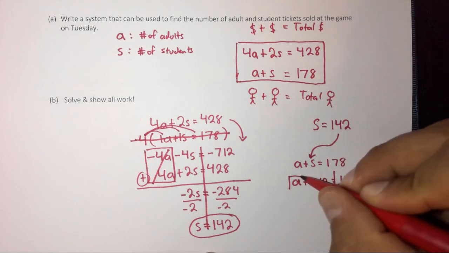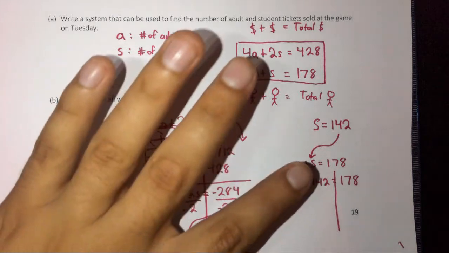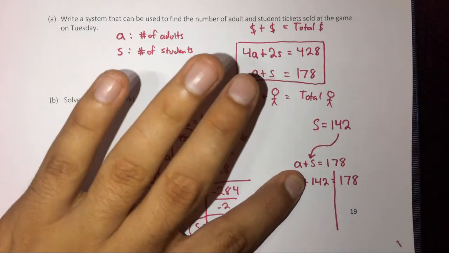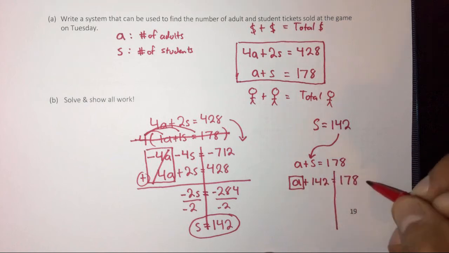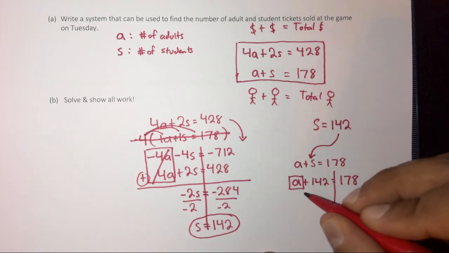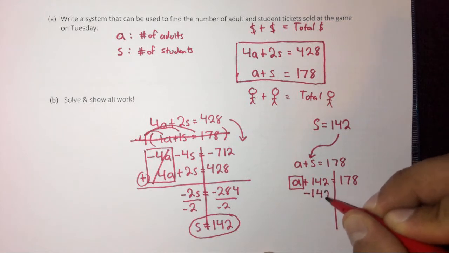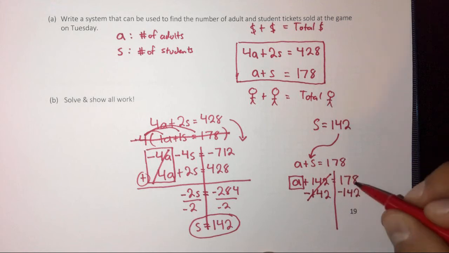And now I'm going to solve for A. So I'm going to put a box around A. The reason that I always put a box around A is then if I wanted to, I can put my finger over it, and then I can ask myself, how do I move that to the other side? How do I move a plus 142? The answer is going to be minus 142. So that's going to go away.